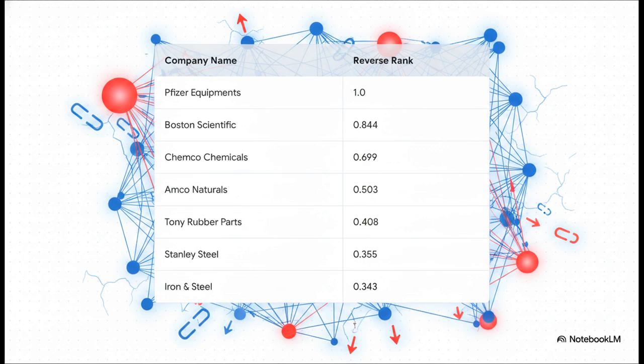Pfizer Equipment maxes out the vulnerability score at 1.0. Boston Scientific follows closely at 0.844. These are the bottom-tier suppliers that are overwhelmingly likely to fail if a disruption happens anywhere above them.